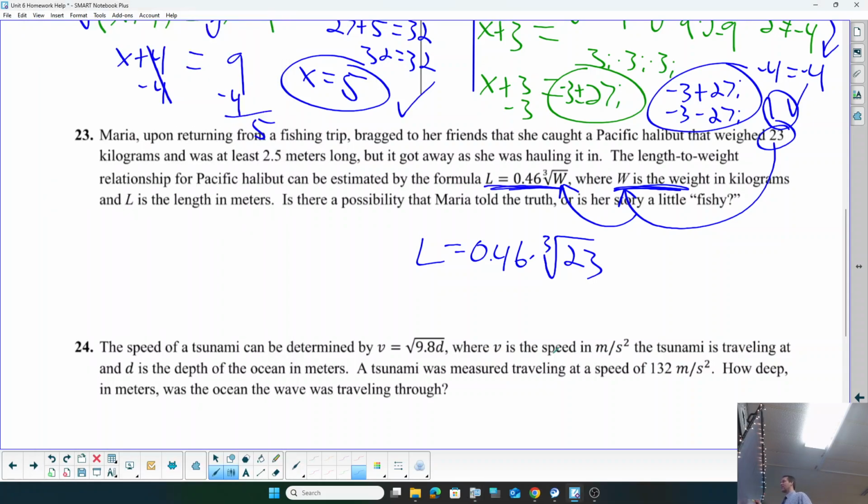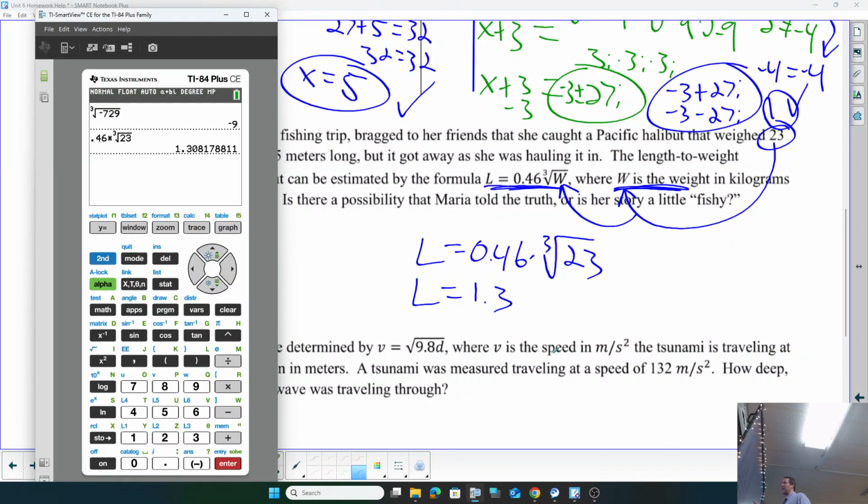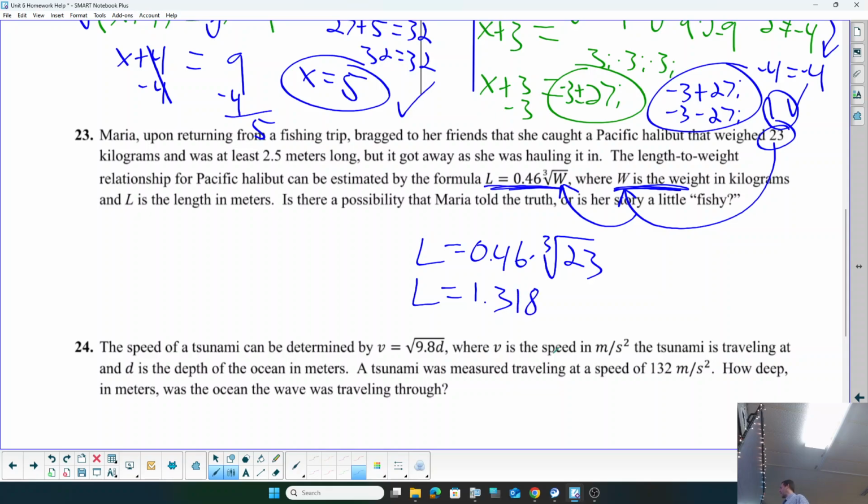So the length should only be 1.318, either way, 1.32. So it should only be 1.32. So the length is equal to 1.32 meters, right? Which is too small. That's way smaller than the 2.5 meters, right? It said at least 2.5 meters. And so that's way smaller than 2.5.